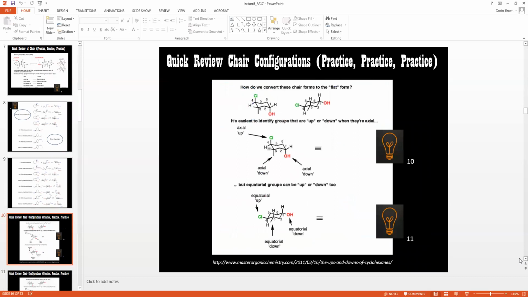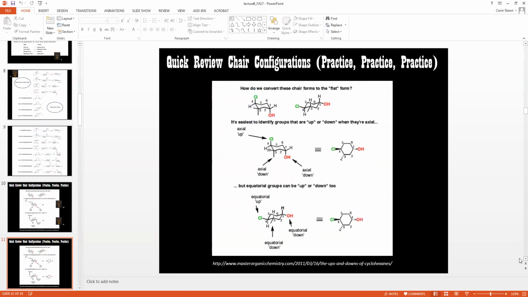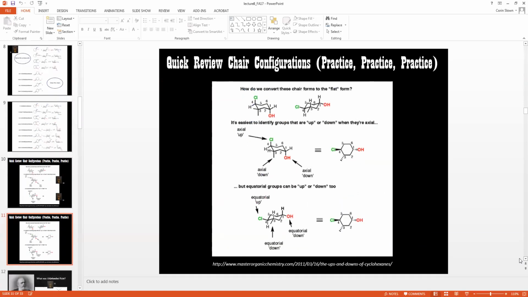So when we think about chair configurations and converting chair forms into a flat form, that's where we're given a chair and now we draw what's called the Mills projection. And so in order to do that, we have to think about what is up and what is down. So go ahead and take a moment and draw the flat form or the Mills projection. Check your work.